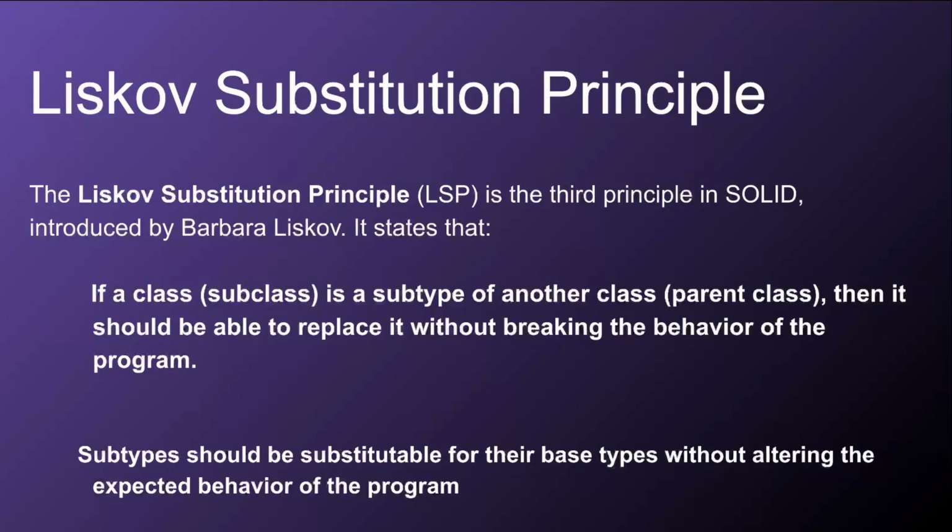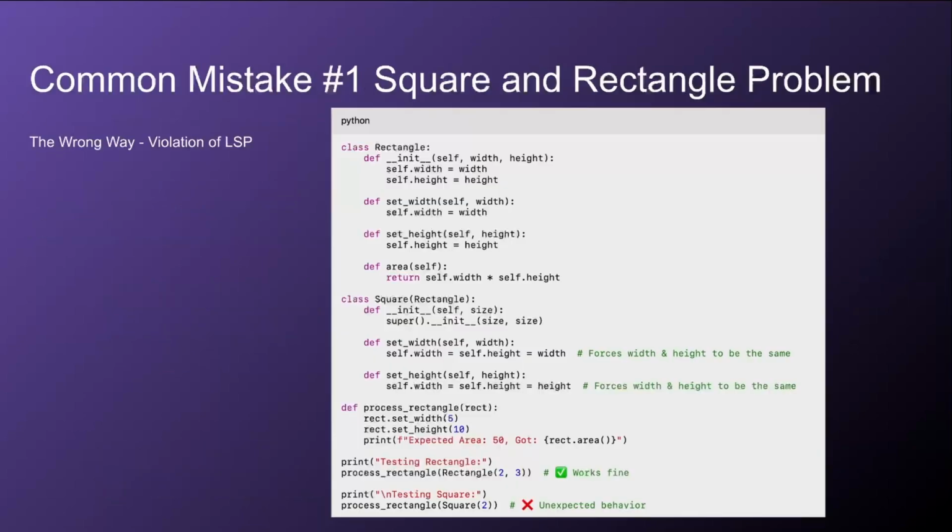To understand it much better, we will take a look at two common examples, and using those two examples we will be able to understand what the problems are when we are not following the Liskov Substitution Principle and what the benefits of following it are. The first common problem is this square and rectangle problem. So let us see what is happening here.